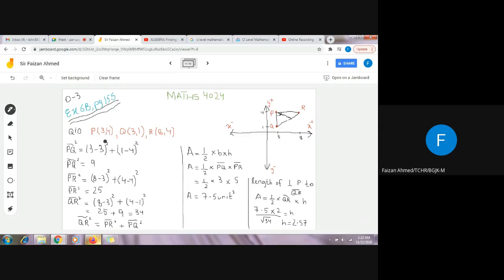Since I have three points P, Q and R, I have plotted them on a graph roughly. This is my point P, it is 3 on the x-axis and 4 on the y-axis. This is my point Q, that is 3 on the x-axis and 1 on the y-axis. And this is my point R, which is 8 on the x-axis and 4 on the y-axis.